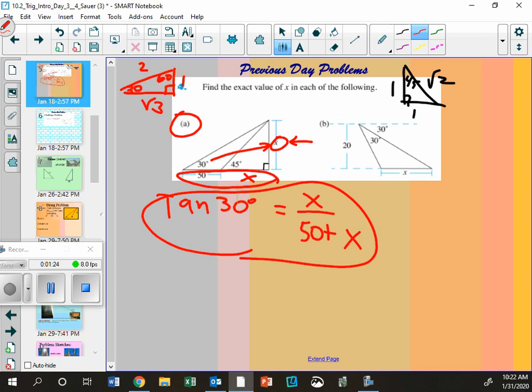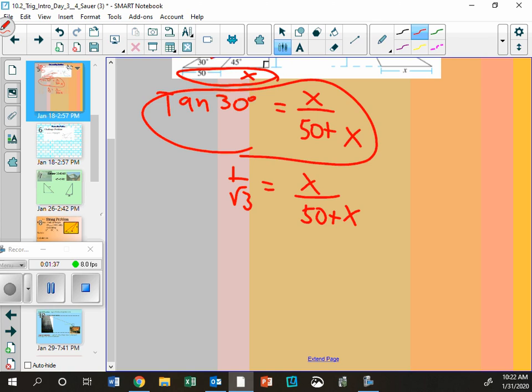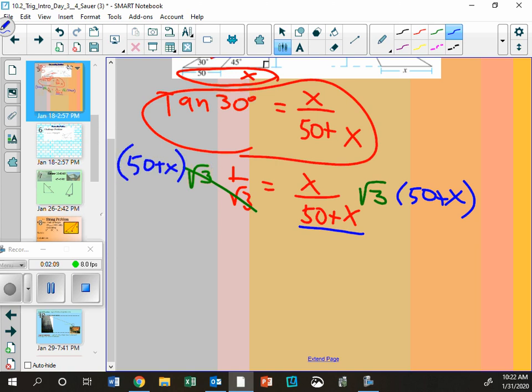And what was tangent of 30 equal to? TOA, opposite over adjacent of the 30. And that would be 1 over root 3 was equal to x over 50 plus x. And you're supposed to be able to solve that. Now, I know some of you didn't have me last semester. One of the things I pounded on last semester was clearing fractions. If you ever have fractions, you have to multiply by the denominators to clear them out. So if I multiply this side by the square root of 3 and this side by the square root of 3, do you get how it fixes that square root of 3 in the denominator problem? And then, if you multiply by the denominator here, 50 plus x, and over here, 50 plus x, then it'll cancel that.